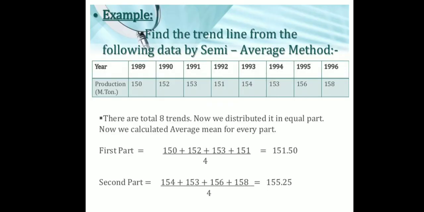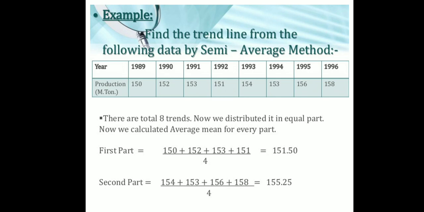Find the trend from the following data by the semi-average method. The data is like this. The first row gives the different years, 89 to 96. This is the semi-average, so only two parts. However big the data or number of years, the data is divided into only two equal parts, above and below the line. The first line is the different years, the second one is the production: 150, 152, 153, 151, 154, 153, 156, 158.